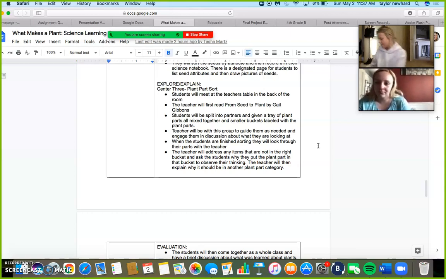And then I have example buckets that we would use. They're just these little buckets, and they would be labeled depending on what group is working with them at the time. And then students would just put the plant parts in each bucket. And then we have a few of them that they would have.